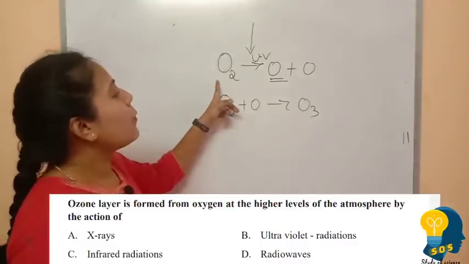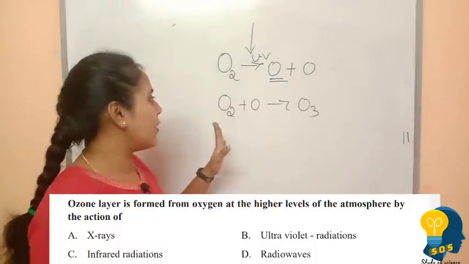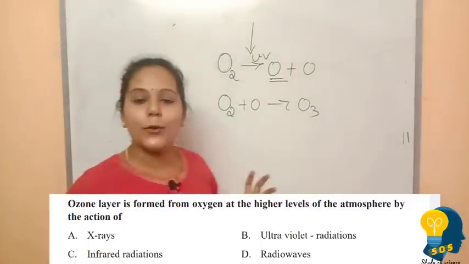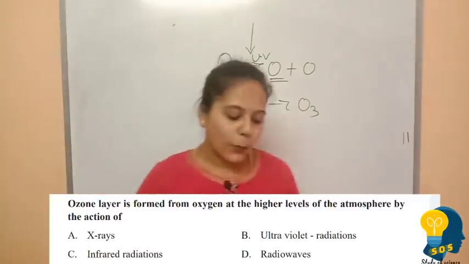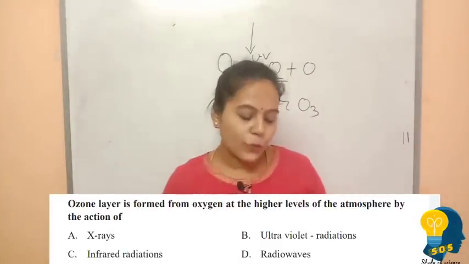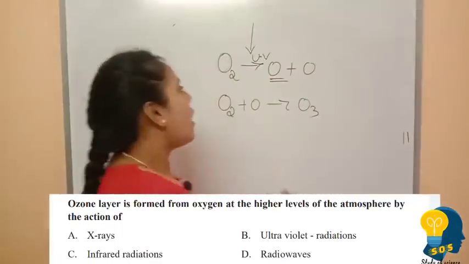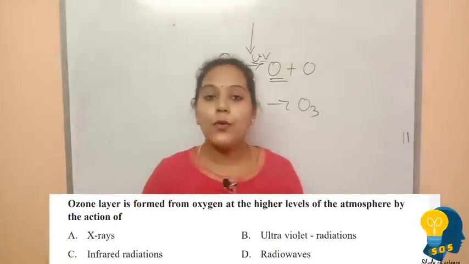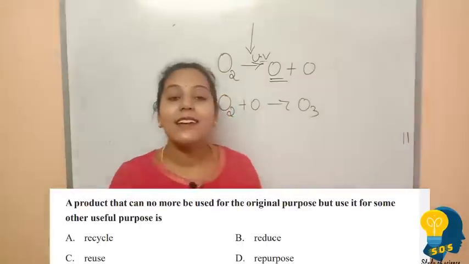Oxygen molecule, when it come in contact with UV radiation, it will split as free atoms of oxygen. When this free atom of oxygen, again when it combine with the oxygen molecule, it will become O3. So here the options given are the option A, X-rays, option B, ultraviolet radiations, option C, infrared radiations, option D, radio waves. You all have come to know the correct answer is UV. When it come in contact with UV only, the ozone is formed. Okay, so option B is the correct answer.